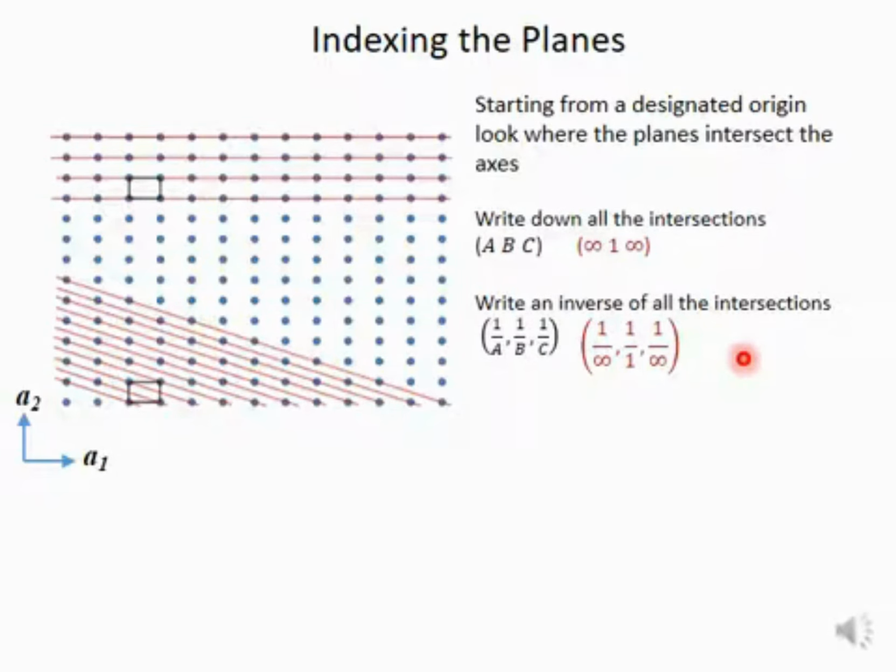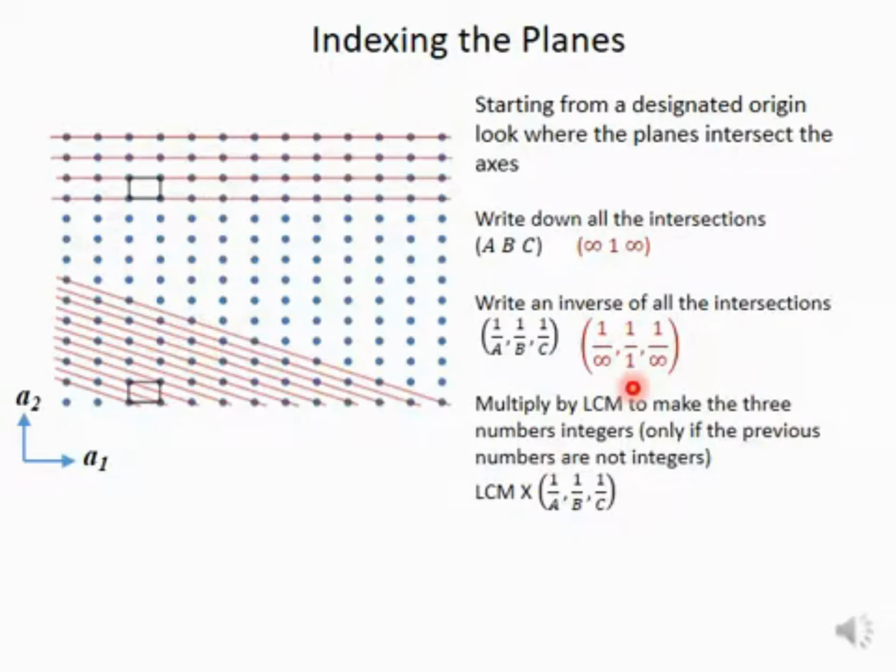Why do you do this inverse? That will become clear in the next module, where we will see the dimensions of the reciprocal lattice. Miller indices correspond to k-space, and in k-space all the dimensions are inverse distances. That's why we are taking the inverse.